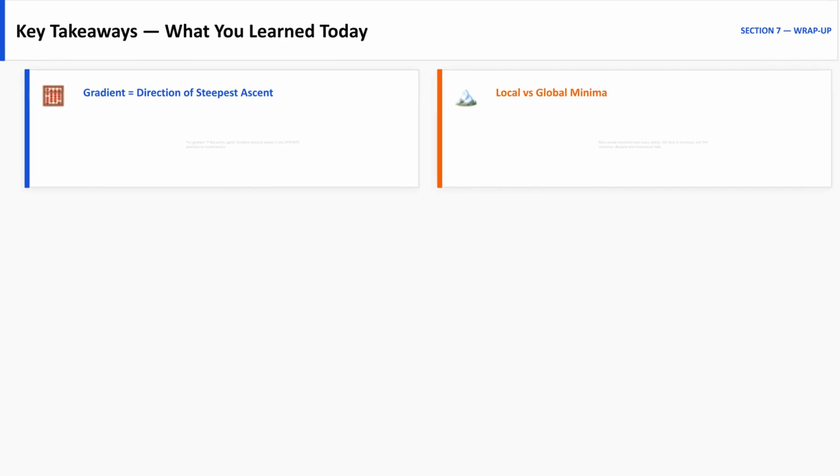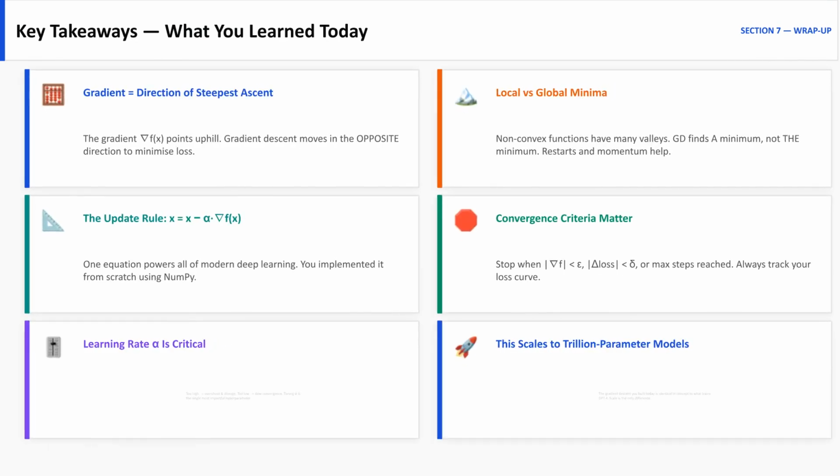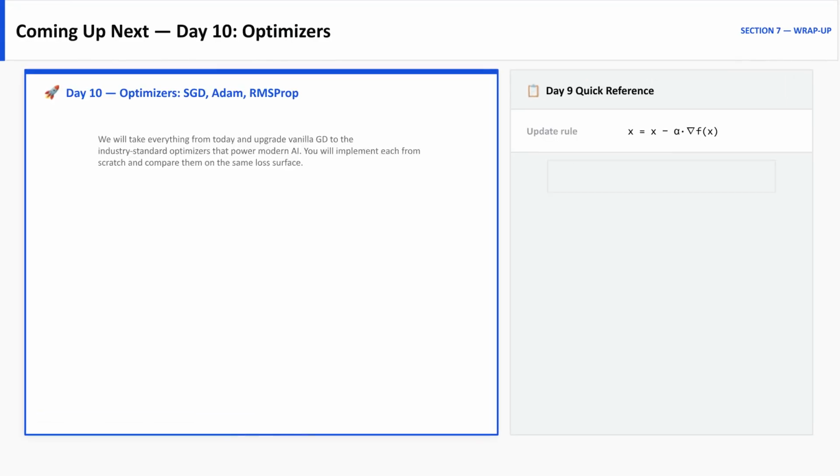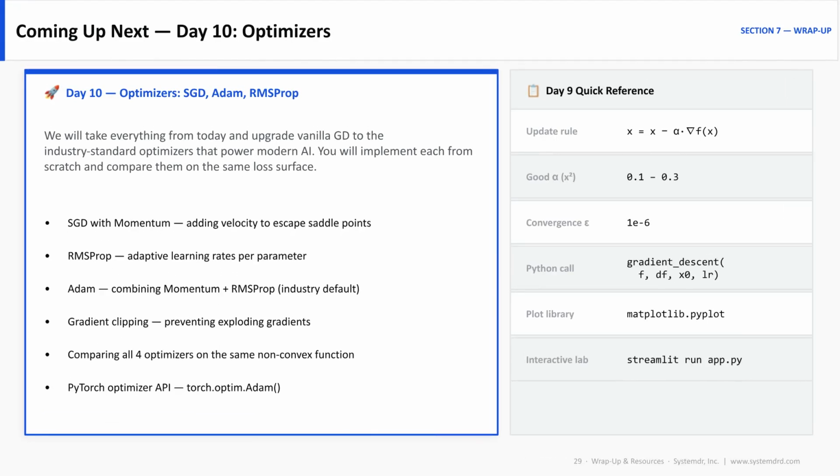Key takeaways from today include understanding the gradient as the direction of steepest descent, the core update rule, and the critical role of the learning rate. You also learned about local minima and convergence criteria, recognizing that these core principles scale to large models. In Day 10, we will move beyond vanilla gradient descent to implement advanced optimizers like SGD with Momentum, RMSProp, and Adam. We will compare them and learn about gradient clipping and the PyTorch Optimizer API.